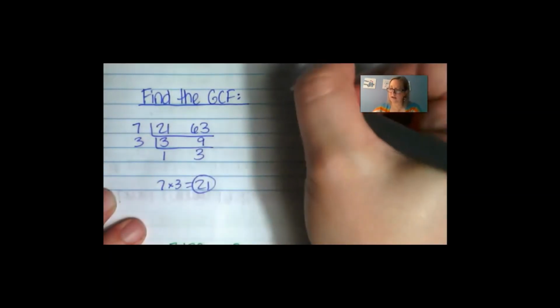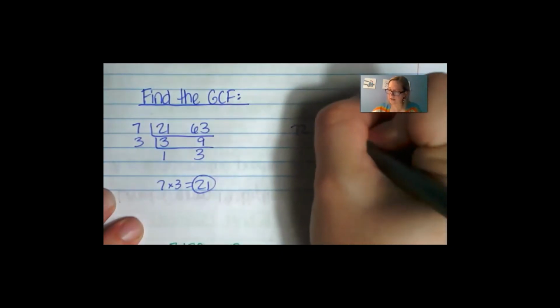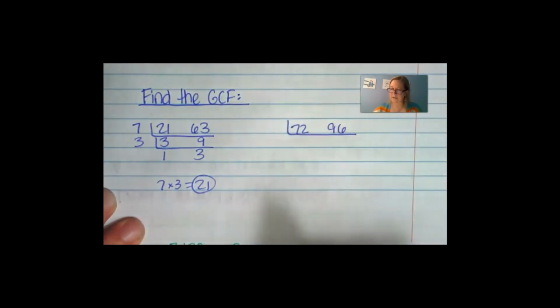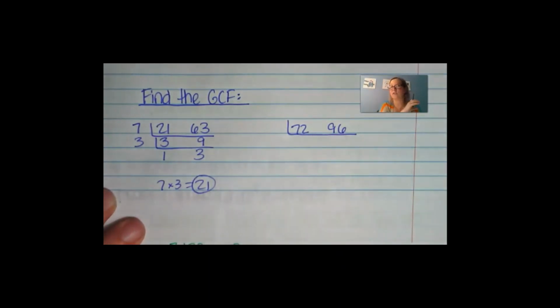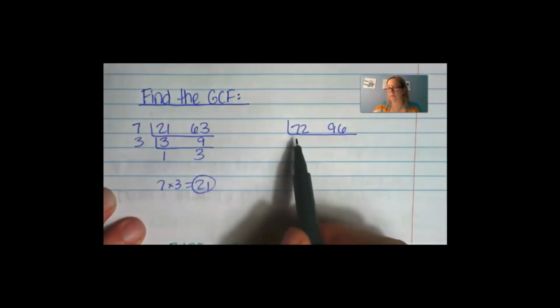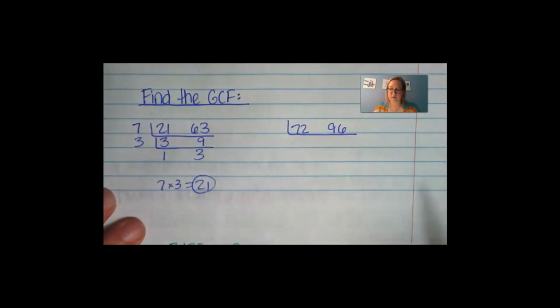Alright, let's try another one. And that's 72 and 96. Now I can tell you right here, if you use the list method for this, you're going to be listing factors all day long. Because 72 and 96 both have a ton of factors. So let's take a look at the SLED. And I know they're both divisible by 2 because they're even. But I would recommend trying to start with the largest number you can come up with, because you'll get to your answer a little bit quicker. Alright, so I'm going to just go ahead and start with 2.